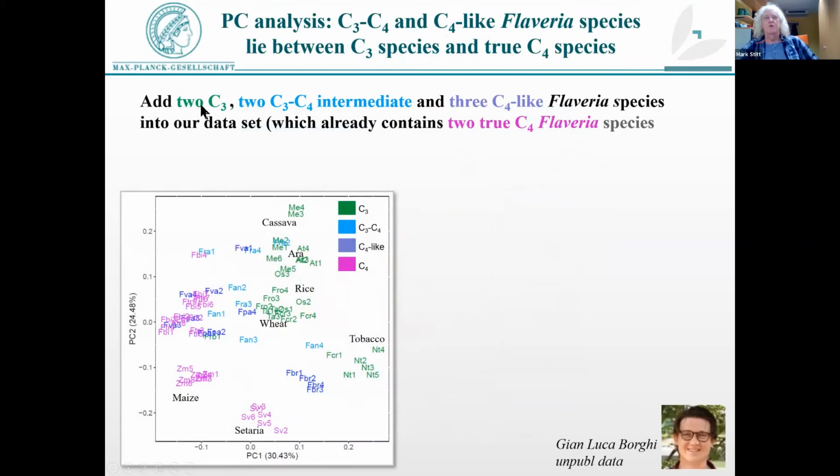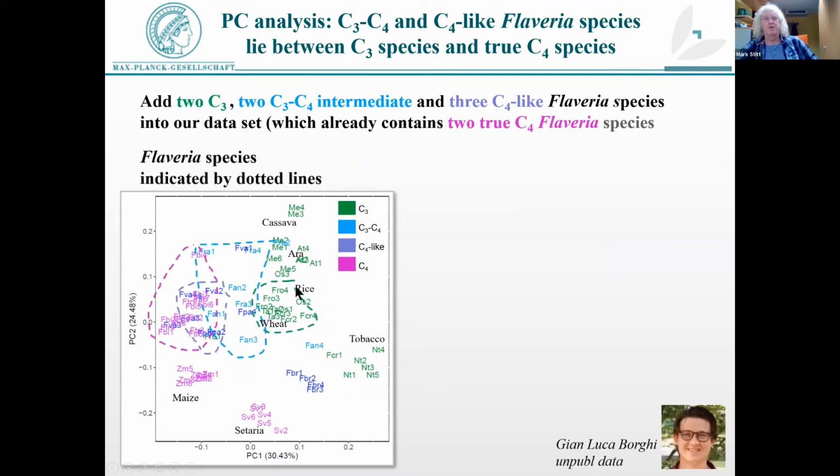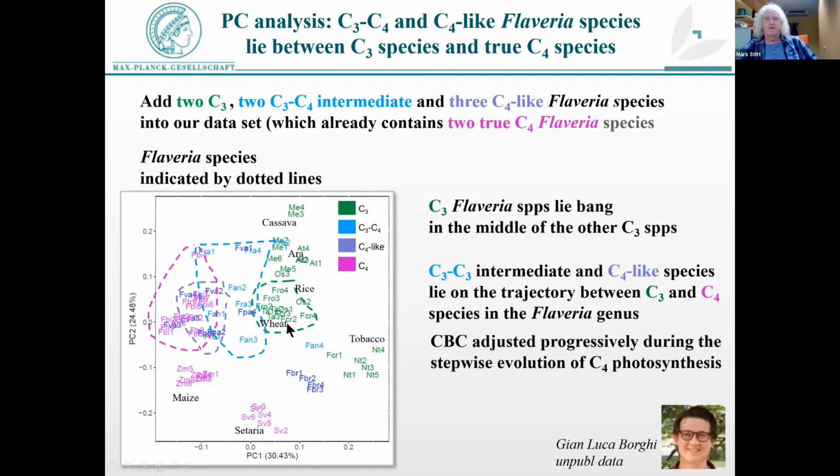So what we did here is we took the data set which we already had, and we added in C3, C4 intermediates and C4-like Flaveria species. So here we added in 2 C3 Flaveria species, 2 C3-C4 intermediates, which are the first step, a set of 3 C4-like, and then we have the true C4s out here. So what do we see? Well, first, the C3 Flaveria species lie in the middle of the other C3 species. So this was nice to see. It's another corroboration that C3 are different to C4.